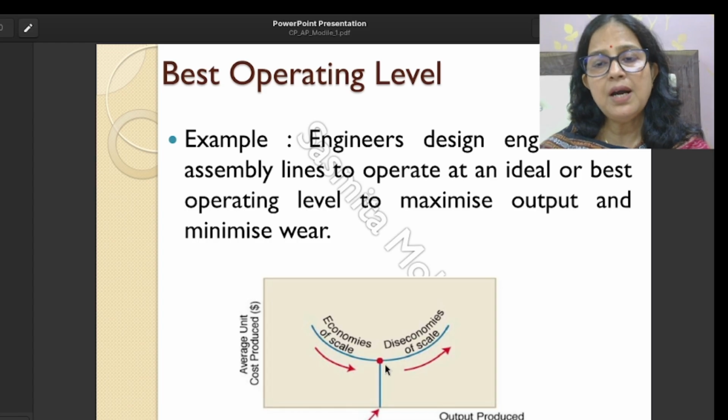So till what point are we able to achieve the economies of scale? If you go on increasing the amount of production, only till the best operating level are we achieving the economies of scale. But after the best operating level, the cost will increase. The cost is increased for what? Because of the wear and tear of the machines, because of the overtime of the workers, and the maintenance of the machines.